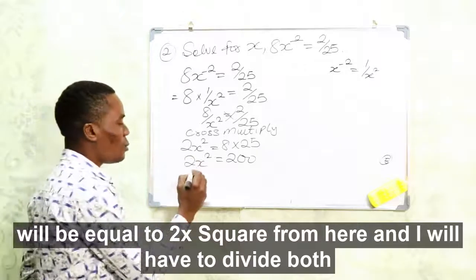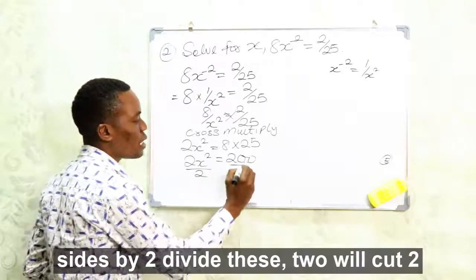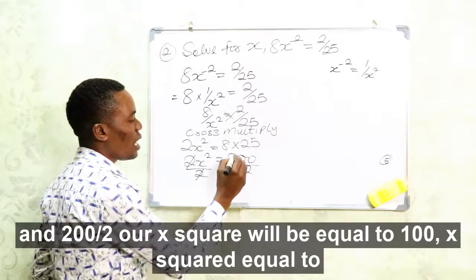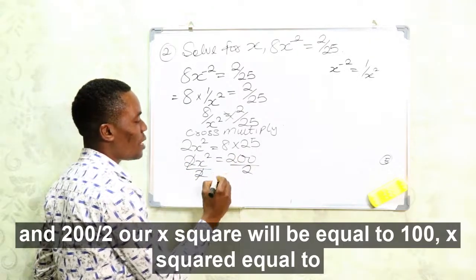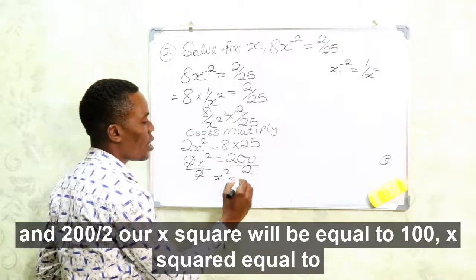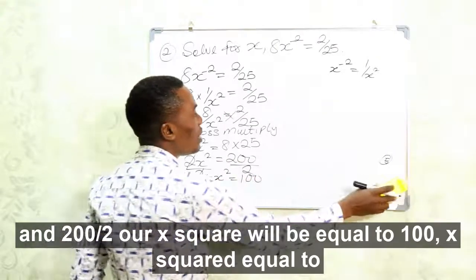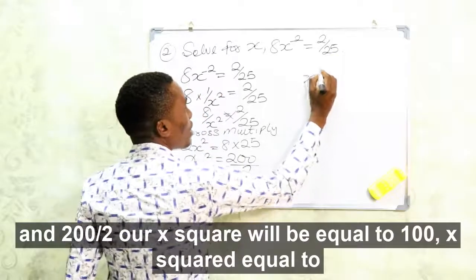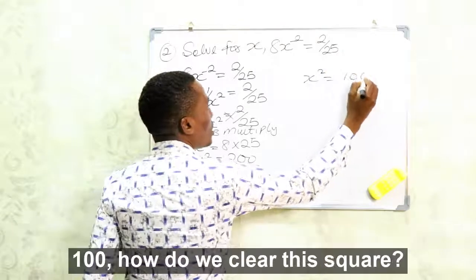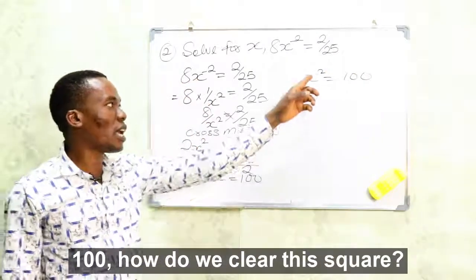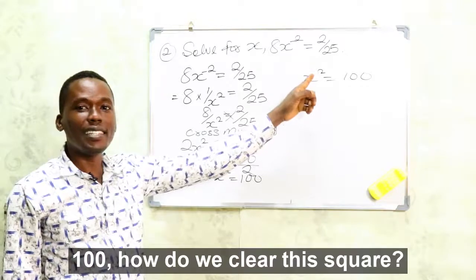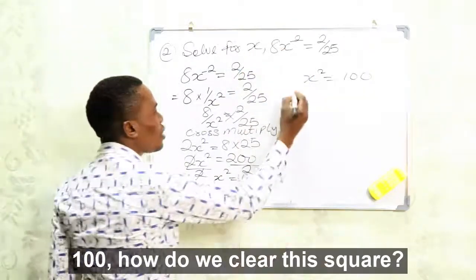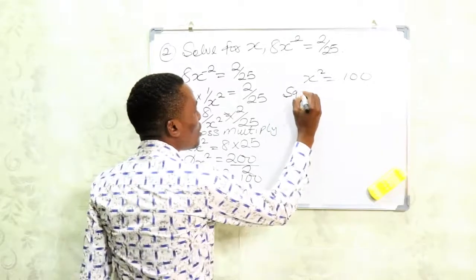Now, we want to clear this 2 from here. Now, we'll have to divide both sides by 2, right? Good. So, if you divide this, 2 will cut 2. And 200 divided by 2, our x squared will be equal to 100. Now, let's go. Now if you bring that 100 here, we are going to have our x squared equal to 100. Now how do we clear this square? The only way we can clear this square away from x so that we can get the true value for our x is to square root both sides.